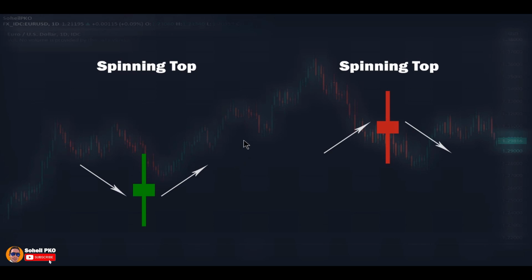Spinning tops become more important when they are part of certain formations with other candlesticks like star patterns or harami patterns, which we will discuss in the next episodes.